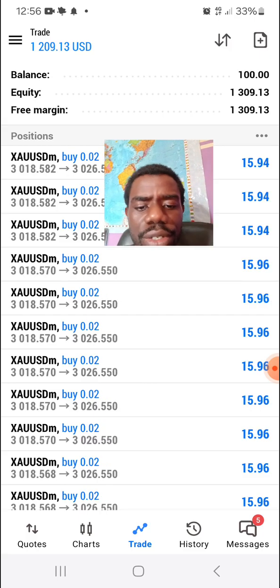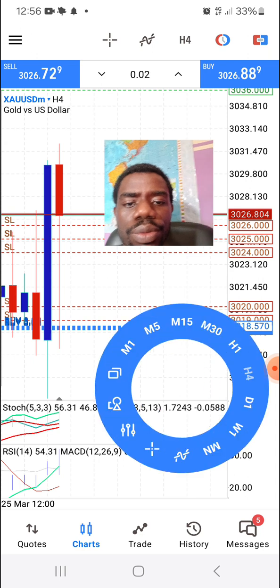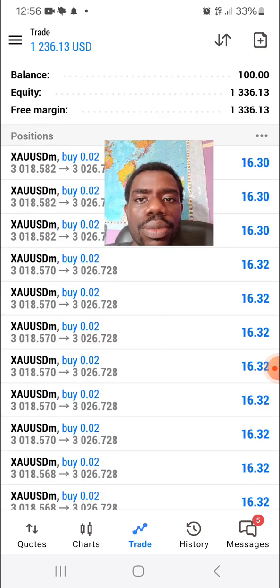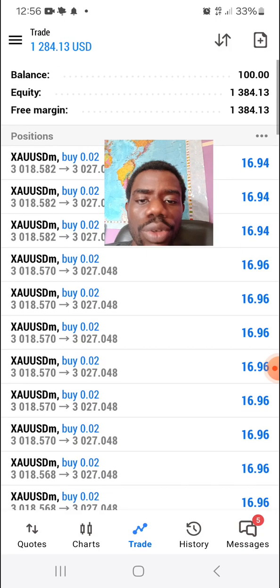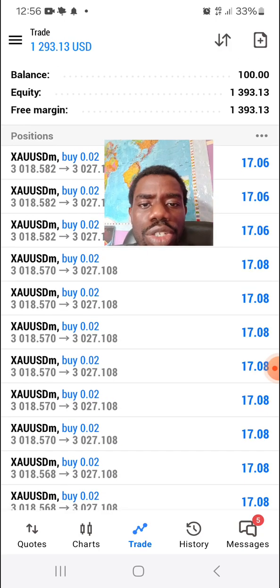But then you can see that, from there we have done more than times 10, because currently it's running on 1,200. Yeah, it might go back, it might retrace to entry, but then this cannot go back to zero because it's secured. But then how many positions did I open here?